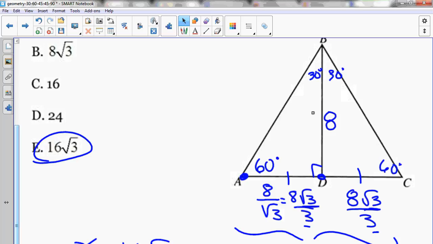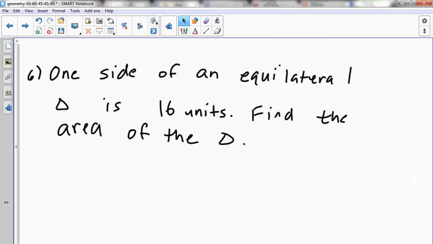All right. I'm glad I taught geometry. If I didn't teach geometry, I wouldn't know this for nothing. I'd have got it.